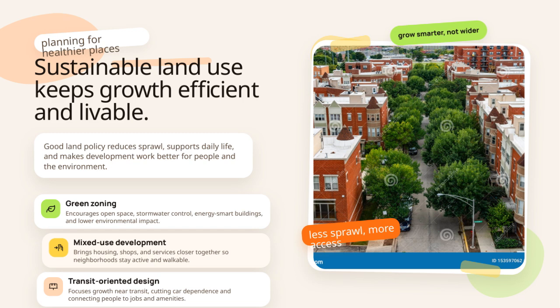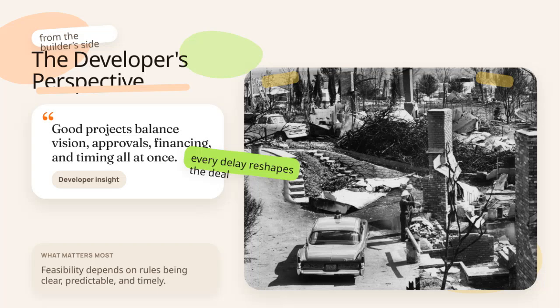What really matters most from the developer's perspective is that feasibility hinges on clear, predictable, and timely rules. When rules are ambiguous or change unexpectedly, it creates uncertainty and risk, making it hard for developers to move forward confidently. Successful projects require a careful balance. Vision, approvals, financing, and timing must all align simultaneously. Even a single delay can change the entire deal, affecting costs, financing terms, and ultimately the project viability. So, understanding the developer's insight means appreciating how critical these factors are working together to keep projects on track and successful.